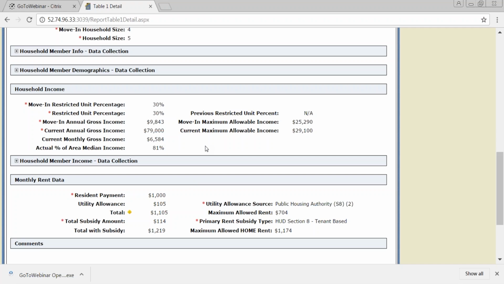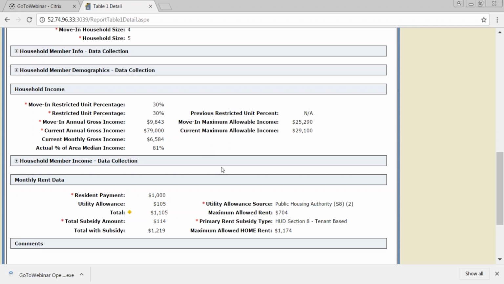For home purposes, the big challenge in this situation is that the home program defines a low-income household as a household whose income is below 80% AMI. So once the household's income exceeds 80% AMI, they are no longer an eligible low-income family for the home program. So what does that mean?